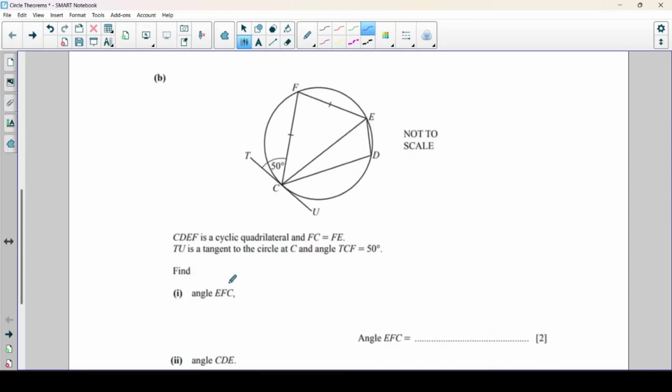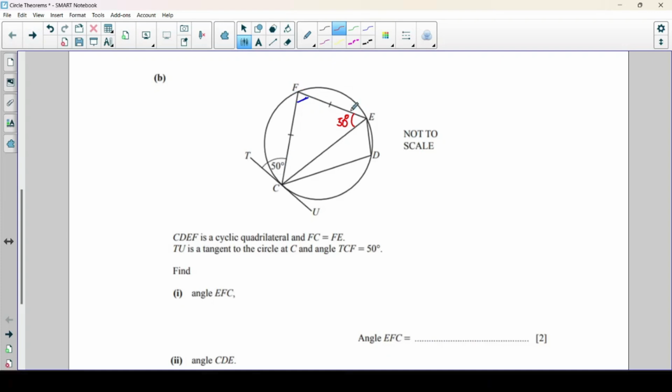This question wants us to find angle EFC, which is this one here. The angle we're given is this 50 degrees here, so we're going to use this somehow. What we have got is this triangle here, and one of the points of that triangle meets this tangent here. So that means that we can use the alternate segment theorem to find this angle here. That angle there that I just highlighted in red, that's going to be the same as that 50 degrees using the alternate segment theorem. So this one over here is 50 degrees.